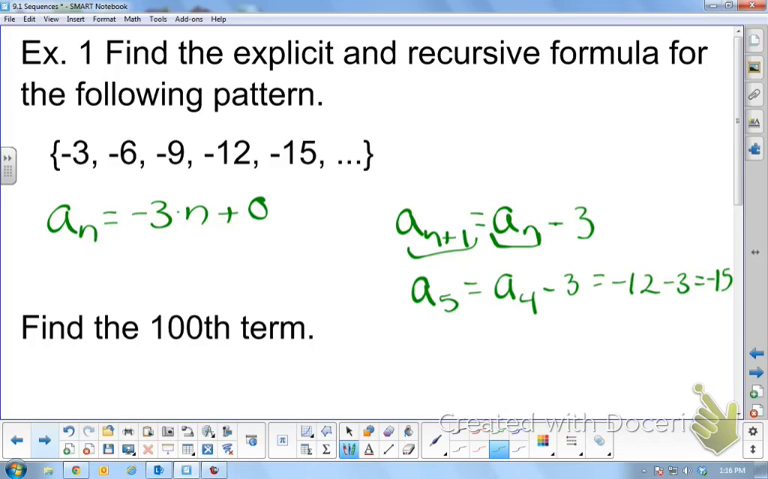So then finding the 100th term. What's our 100th term? If we have an explicit formula, plug it in, negative 300. Negative 3 times 100 is negative 300. And notation-wise, that means we found the 100th term. So a sub 100 equals negative 300.